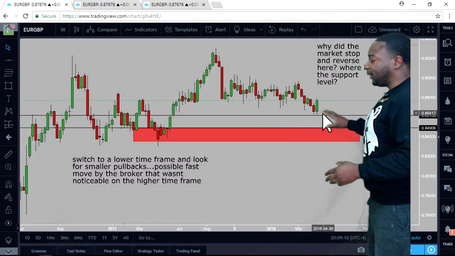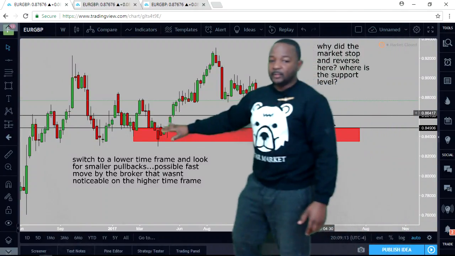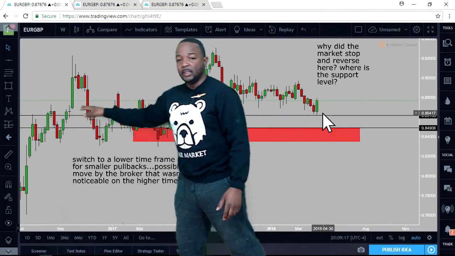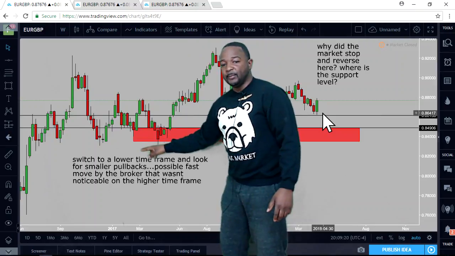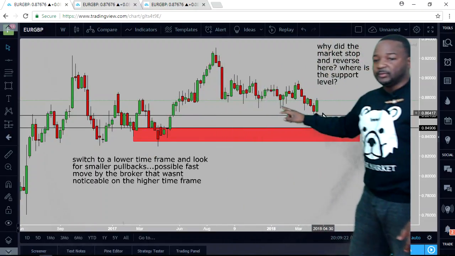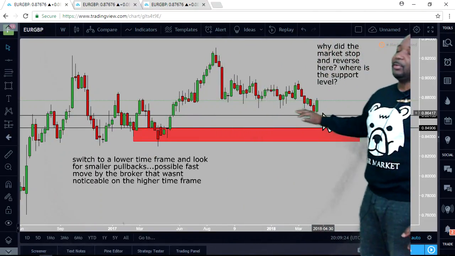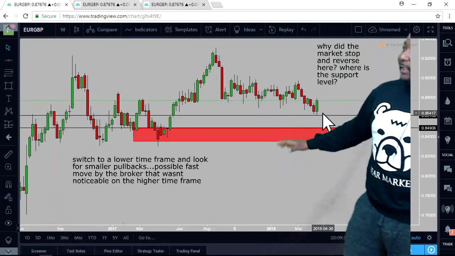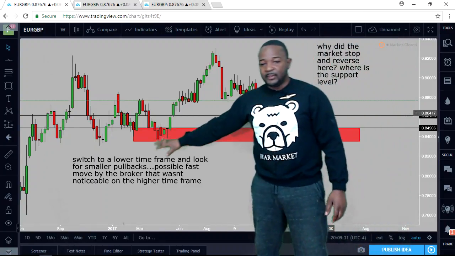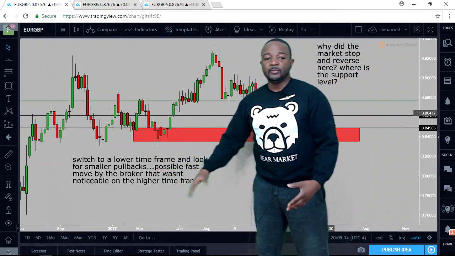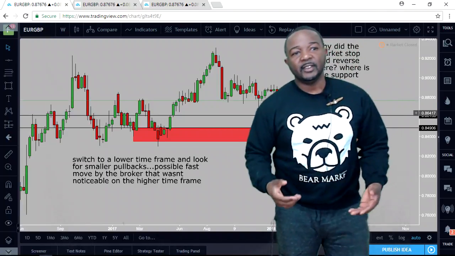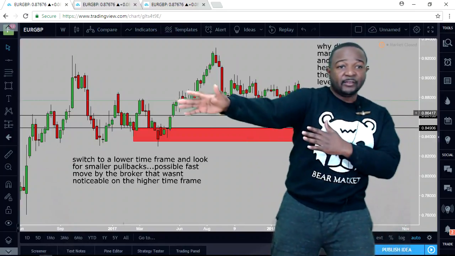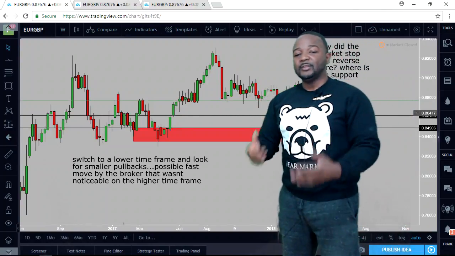Again, right around this level we got a double bottom formation, actually a triple bottom formation. 1, 2, 3, triple bottom. The market goes up, but for some reason the market comes right back down and paused right there. So now this is what we're going to do. I like to put these notes in here. I don't know if you guys can read them. It says: switch to a lower time frame and look for smaller pullbacks, possible fast moves that weren't noticeable on a higher time frame.